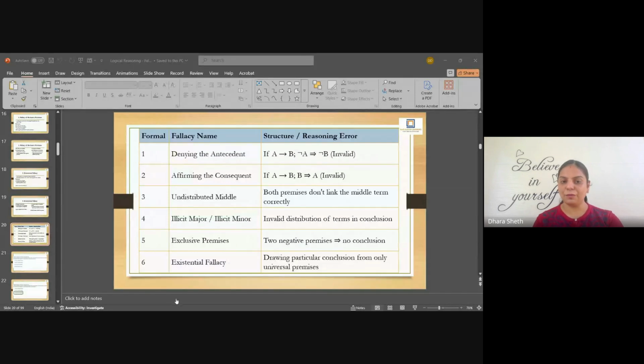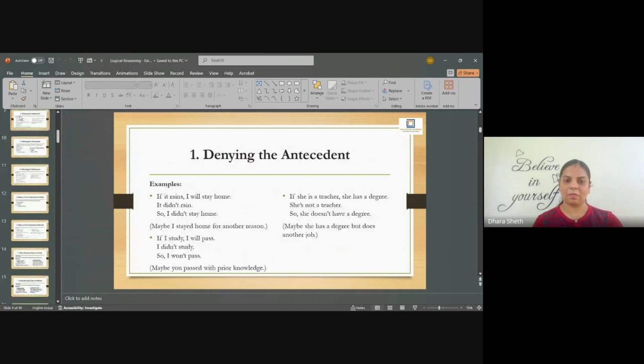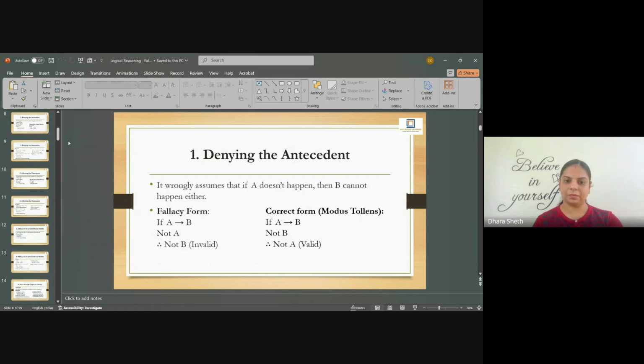So there are kinds of formal fallacies: denying the antecedent, affirming the consequent, undistributed middle, illicit major, illicit minor, exclusive premises, and existential fallacy. Okay. Take a screenshot of this. So let's talk about them one by one.